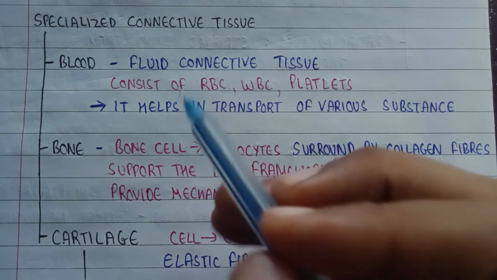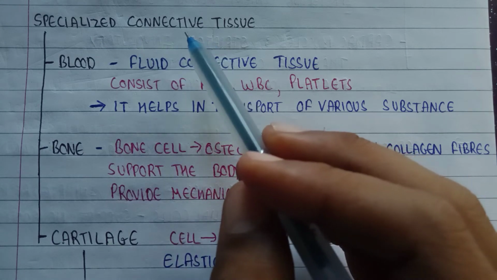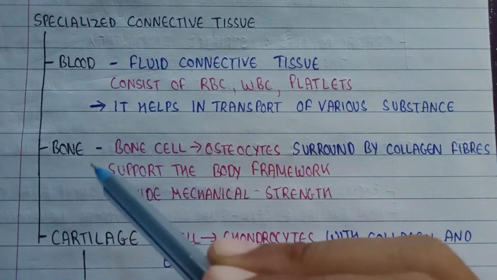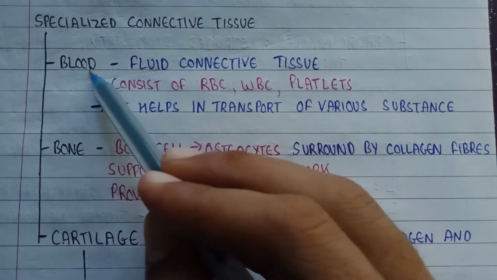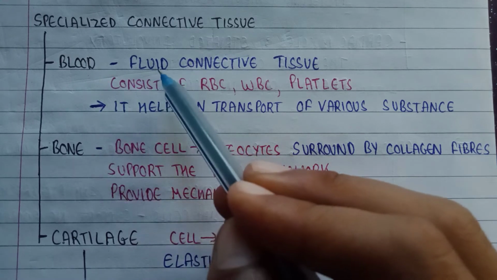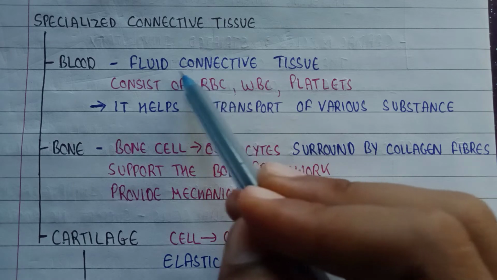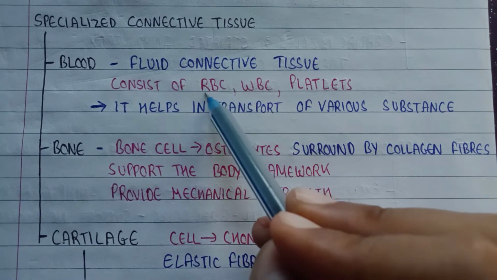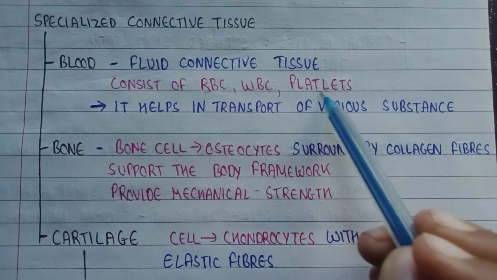Specialized connective tissue is a third class of connective tissue. In specialized connective tissue, we have blood, bone, and cartilage. Blood is a liquid material. That's why it is also known as fluid connective tissue. It is the only fluid connective tissue in the whole class of connective tissue. It consists of RBC, red blood cells, WBC, white blood cells, and platelets.